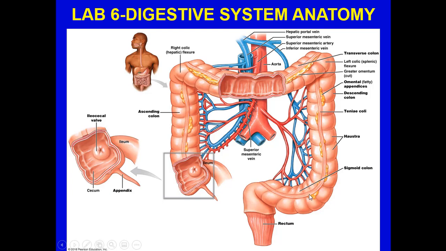Notice that you have this taeniae coli. These are a couple bands of smooth muscle here, so you don't have it going side to side or completely around the entire structure. You have these omental appendices, otherwise known as these fatty tabs here. You can see them here. You can see them here. And you can see how you have these sort of billowing or pouches, and this is the haustra, okay?